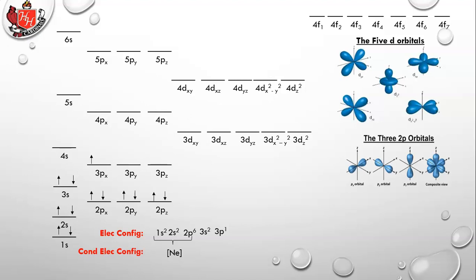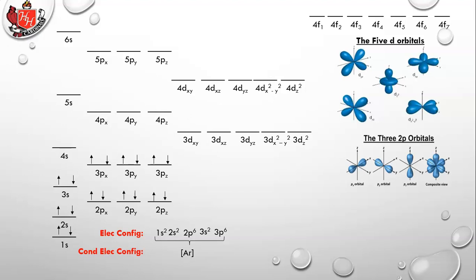You can see it's starting to get longer and longer. Now we put in the next one. That's going to be 3p2. The next one is 3p3. The next one is 3p4. The next one is 3p5. And finally, the last one in the p orbital is 3p6. So we're at the end of a p orbital. So that means we're now at the next noble gas, and that's going to be argon. There it is. So that's the electron configuration for argon.